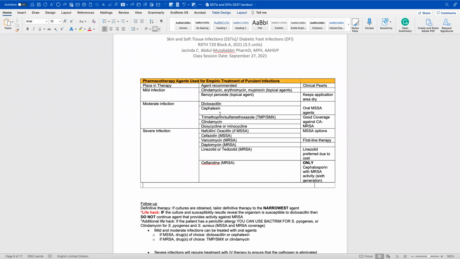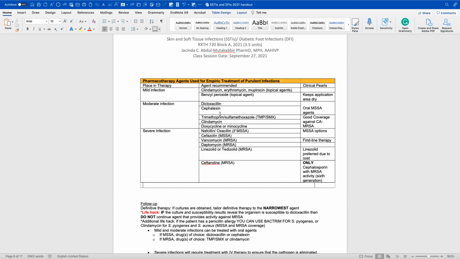And typically, if you have someone with a severe infection, you are just inherently going to cover them for MRSA, because if they're presenting in a severe fashion, then you know that this infection is bad. So we'll typically start right out with those MRSA agents. We know vancomycin is our gold standard, then daptomycin, linezolid, tedizolid. We also have ceftaroline, but typically we'll start with vancomycin.